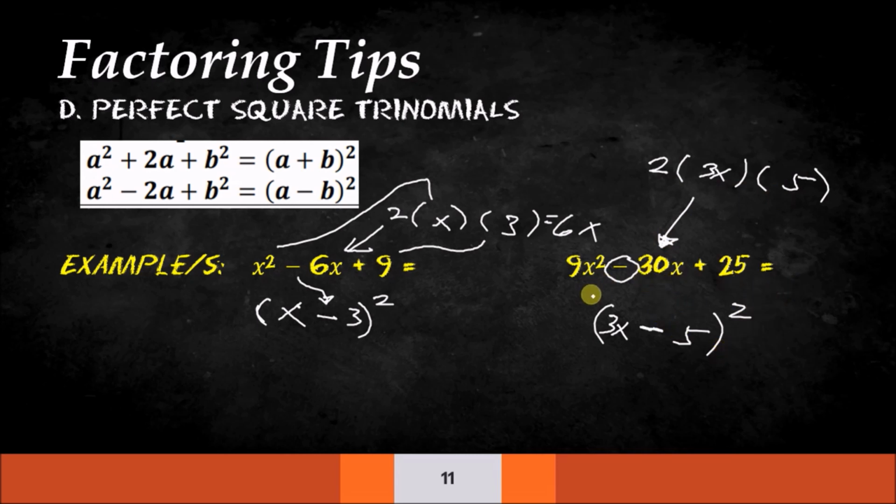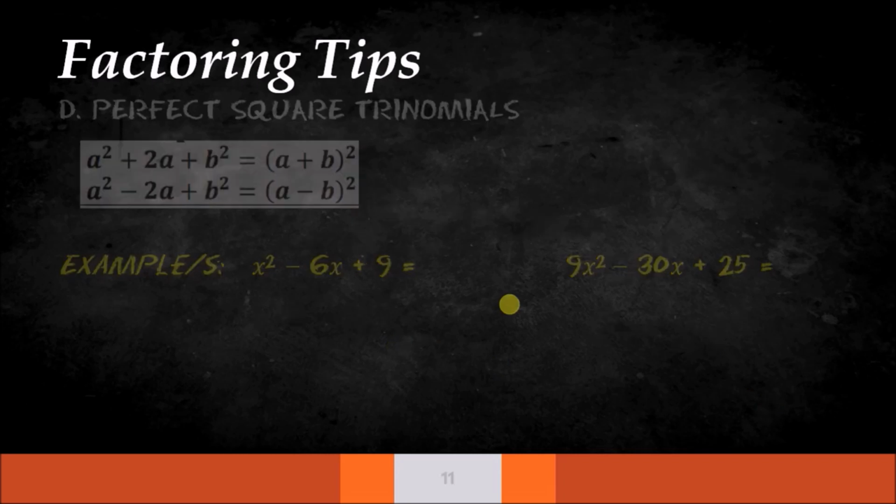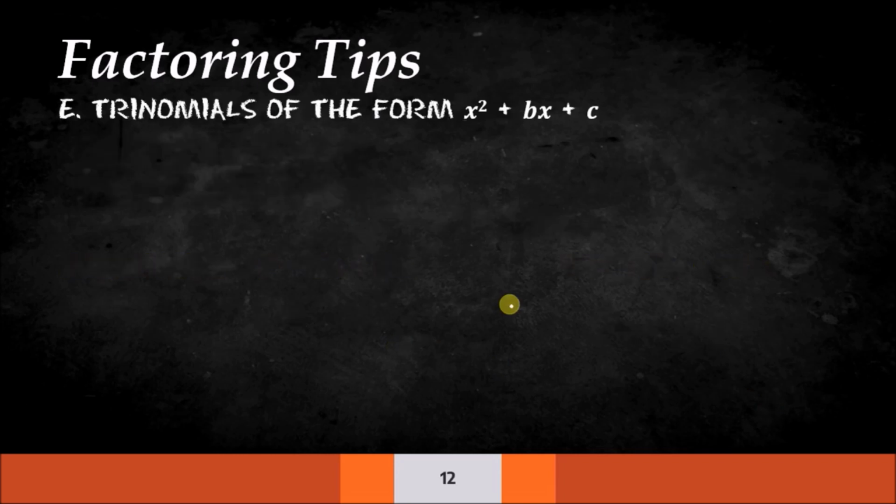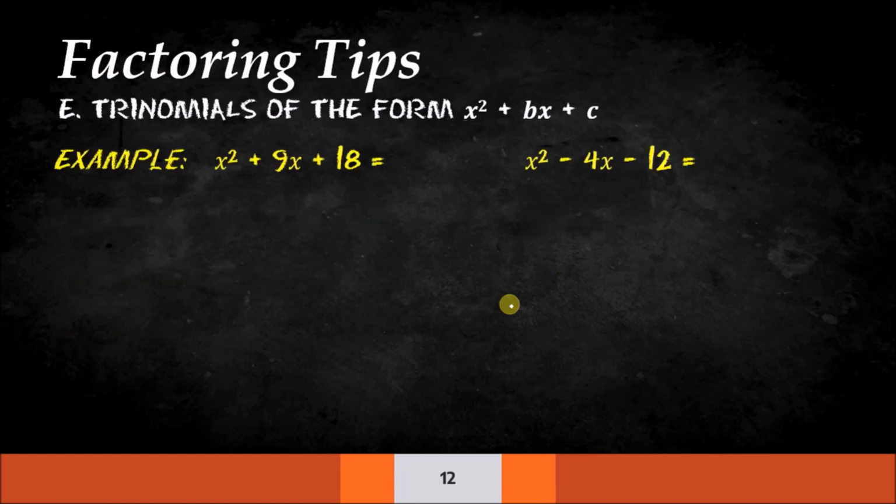And sa perfect square trinomial, see to it that the first and the last term are always positive. So those are the answers. That's tip letter D. Another tip is trinomials of the form x squared plus bx plus c. Okay? Kaya kung mai-recall mo talaga yung mga pinag-aralan mo nung grade 8, madali lang ito.